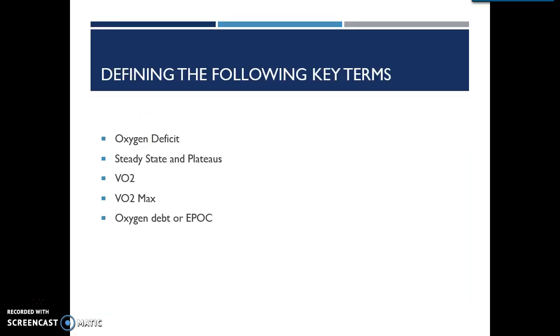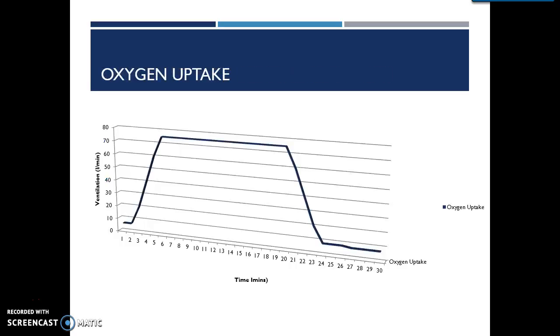So there are 5 key terms that you need to understand, and by the end of this video you need to make sure that you've got the 5 definitions written in your books and you've got some level of understanding of each. So the first term we're going to be talking about is oxygen uptake.